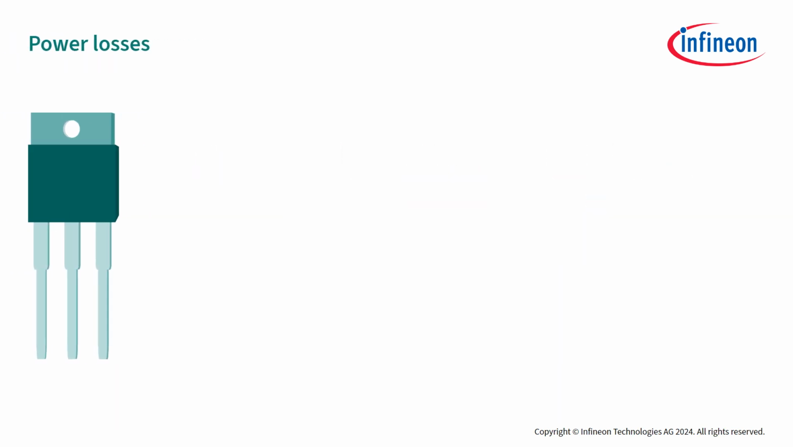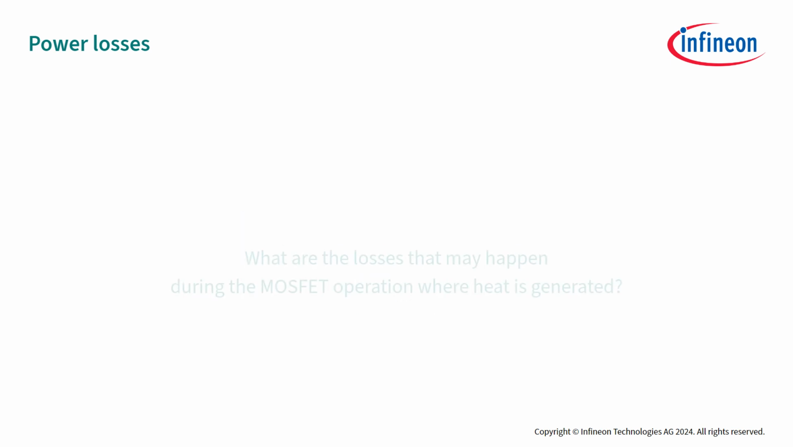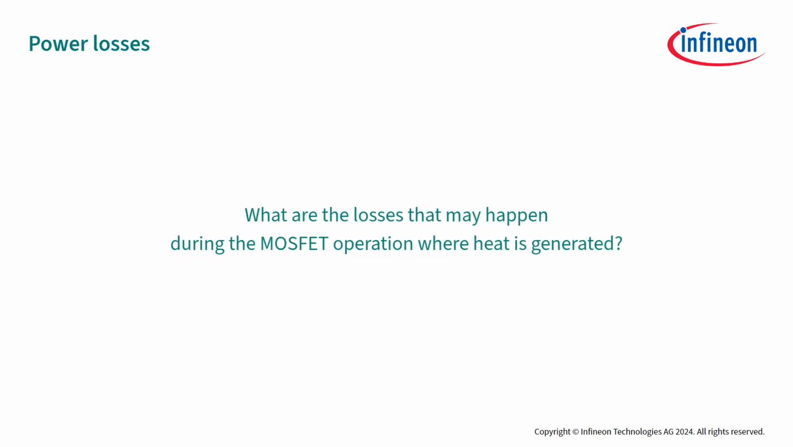Let's take a look into how MOSFET losses originate, causing it to heat up when operating. A MOSFET is a solid-state switch controlled by a voltage applied at the gate. This signal at the gate will turn on and off the switch. The goal of turning on a switch is to allow current to flow through the switch's terminals. So, what are the losses that may happen during the MOSFET operation where heat is generated?